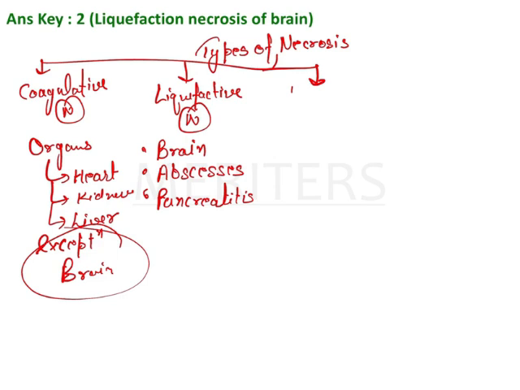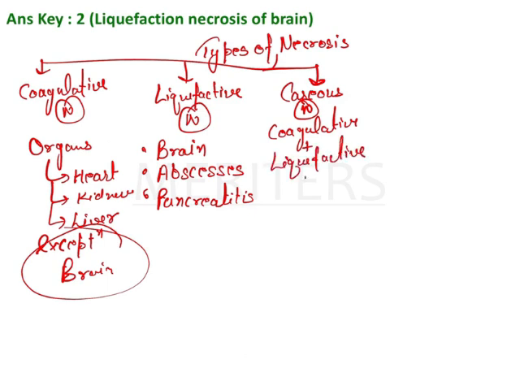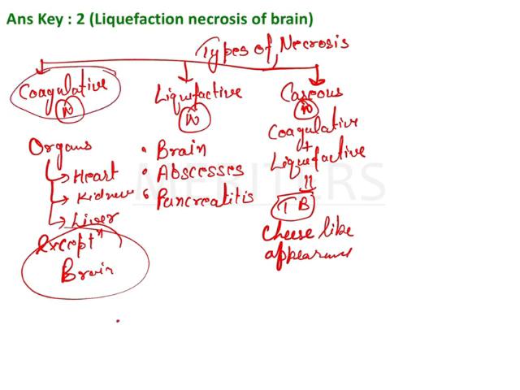Then comes the third form, known as caseous necrosis, and this caseous necrosis is basically a combination. It has features which are a combination of coagulative and liquefactive necrosis. It is generally seen in tuberculosis. In tuberculosis, you will be seeing this in lungs, of course, and there will be a cheese-like appearance seen in this particular section. So whatever organ is given, you just have to select the corresponding necrosis. That will be the most probable answer in that case.